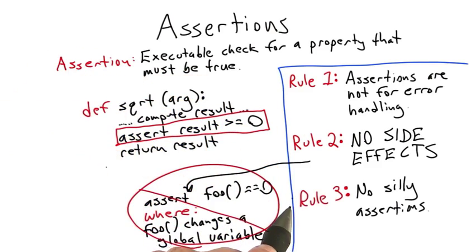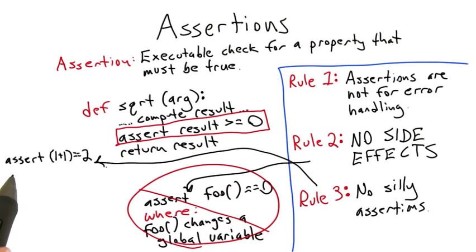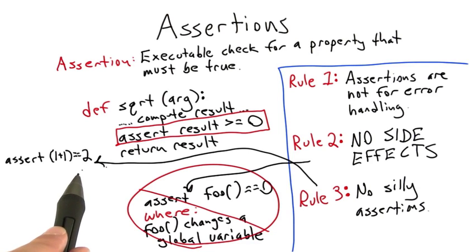Now rule 3 is we don't want to put silly assertions into our code. Let me give an example. Here we're asserting that 1 plus 1 equals 2. Now is it conceivable that in some Python program 1 plus 1 was not equal to 2? Sure, it's conceivable if the Python interpreter is incredibly broken. But on the other hand, if the Python interpreter is that broken, nothing is going to work. Our program isn't going to run at all. So in any case, there's no point whatsoever in doing a silly assertion like this.